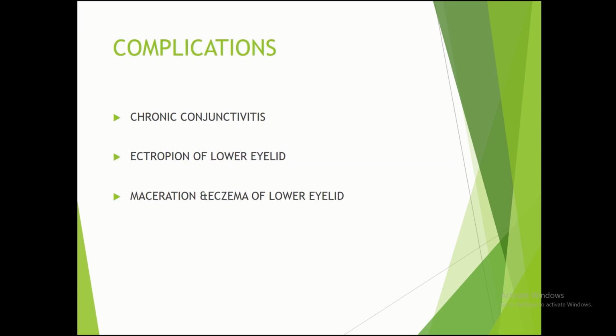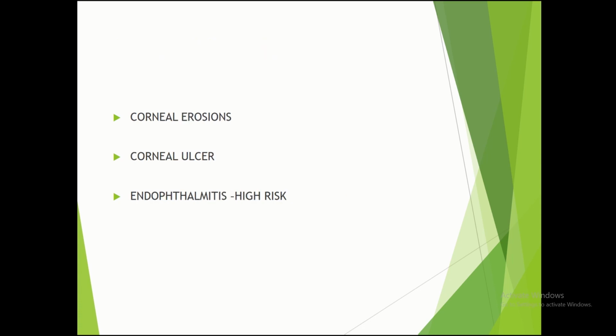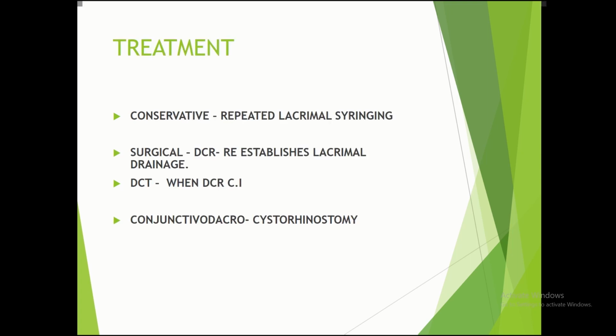What are the complications? Chronic conjunctivitis, and ectropion of the lower lid can occur because of profuse watering. There will be eczema of the lower eyelid, and this can be associated with scarring and ectropion. Corneal erosions can occur, corneal ulcer can occur, and also there is a high risk of endophthalmitis.